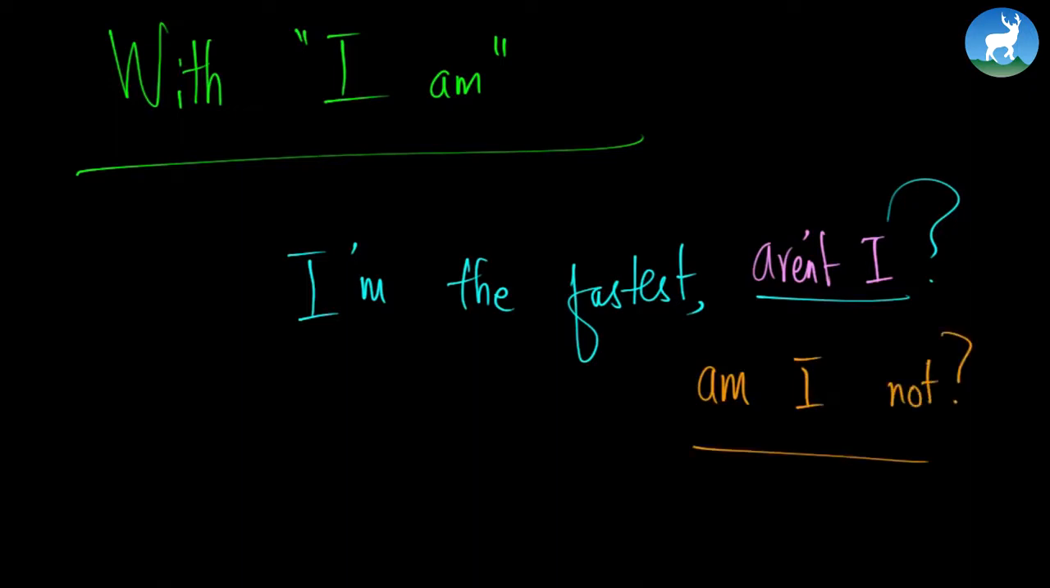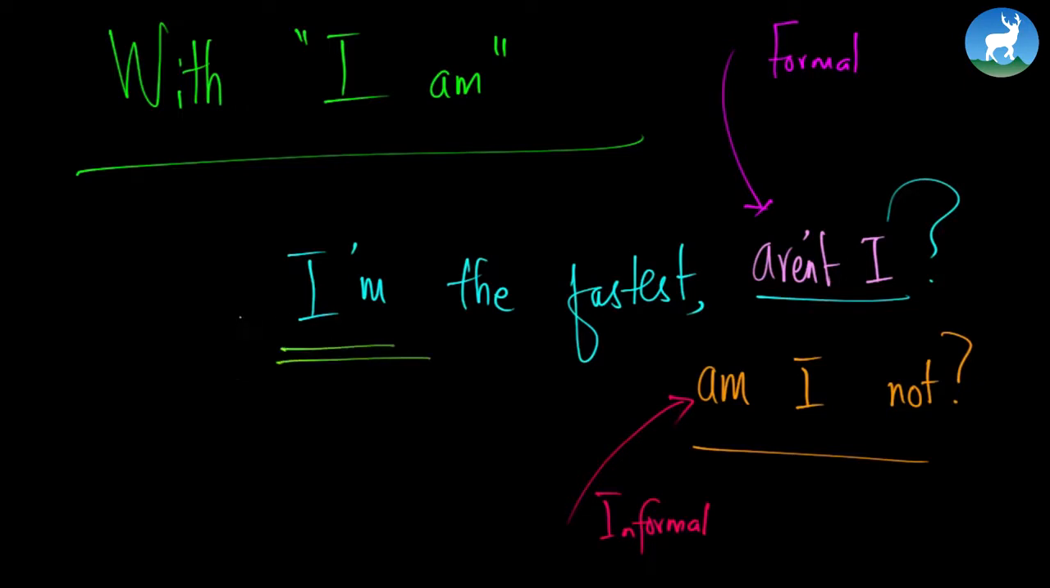The first question tag is pretty much formal. Well, the second question tag is pretty much informal. So be careful with sentences that start with I am, because the question tag for I am is aren't I or am I not. I'm the fastest, aren't I, am I not. I'm the smartest, aren't I. I'm the happiest, aren't I. I'm the greatest, aren't I? Okay, so much for that.